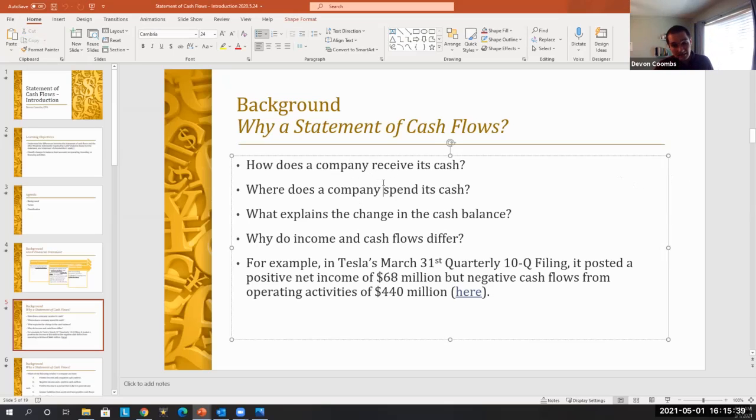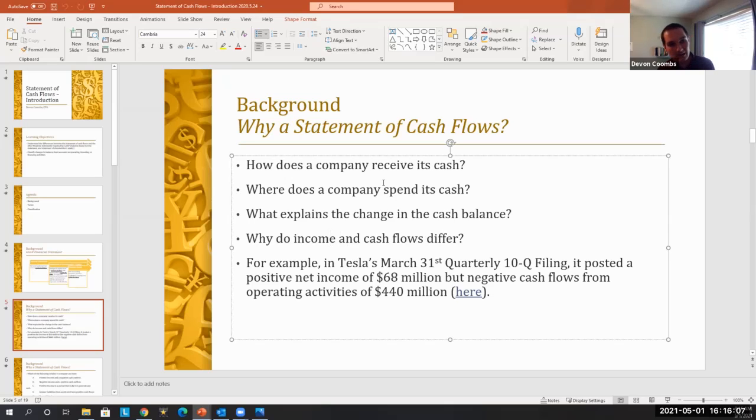Where does a company spend its cash? We know where our expenses are, but how are we spending the cash? Are we actually paying off our loans? Are we paying most of our cash towards our employees? We don't know that. We just know what expenses are, right? Because accrual is different from cash basis. How is cash changing, right? We'll see on the balance sheet that cash moves and changes from year to year, but how is it changing? We want to understand why it's changing and if it's being used in effective manners.